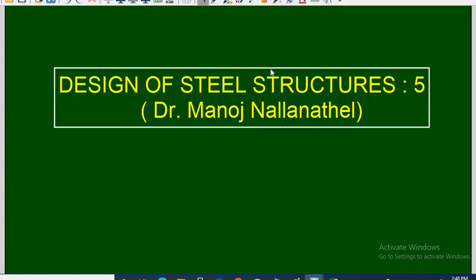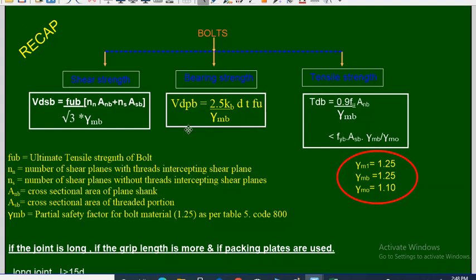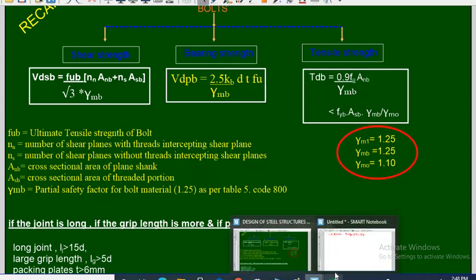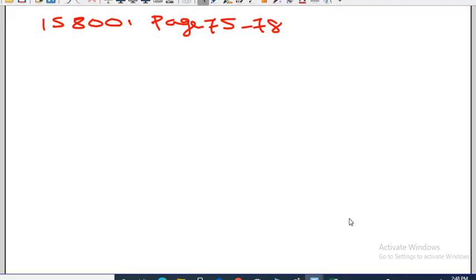Now, just before we go into the problem, we will start with a recap of the previous class. In the previous class, we discussed the different failures of the bolt, shear failure or shear strength. How do you find the shear strength of the bolt? And bearing strength as well as tensile strength. As per the code, IS 800, pages 75 to 80, everything is given: the shear strength, bearing strength, the formulas and all these things.